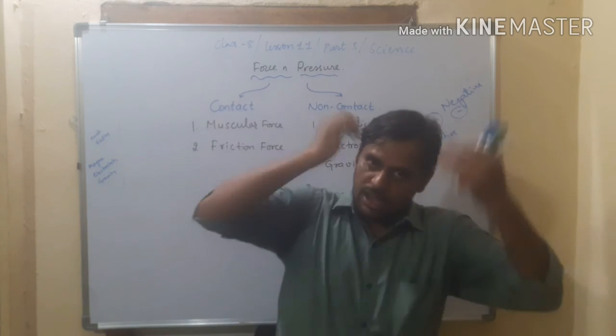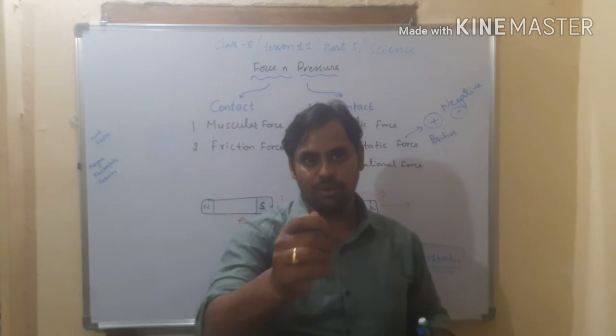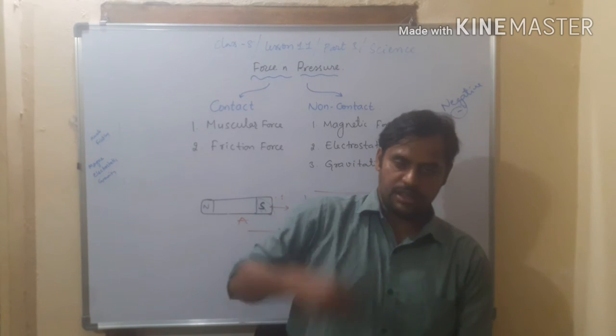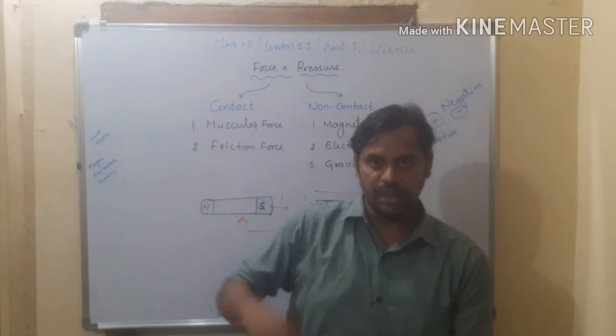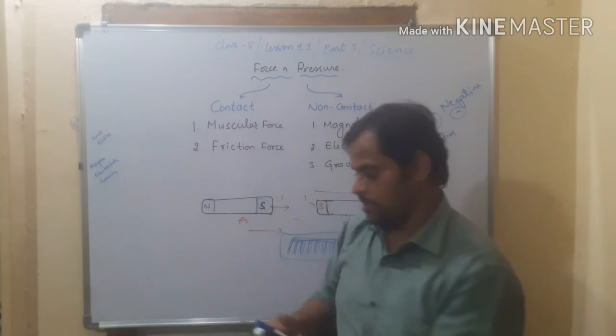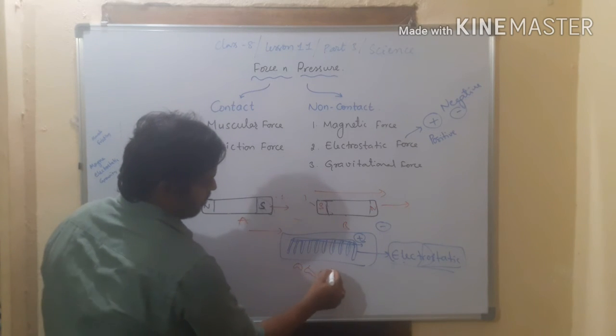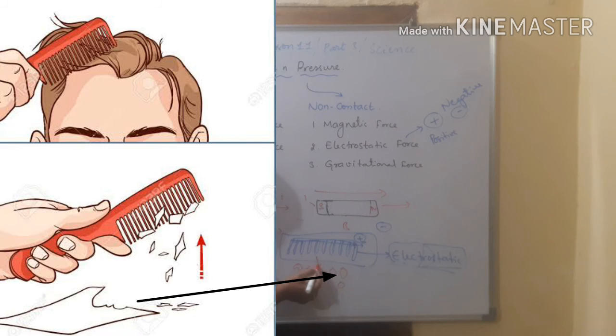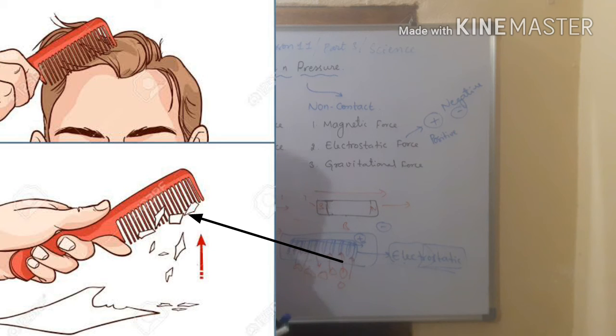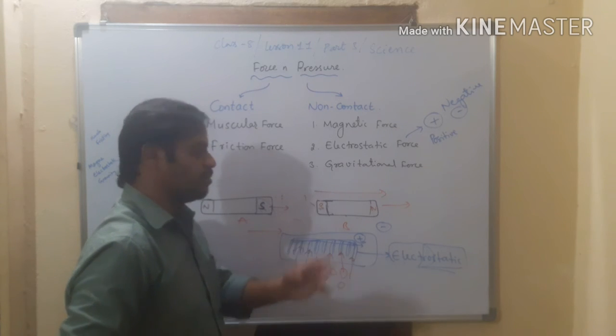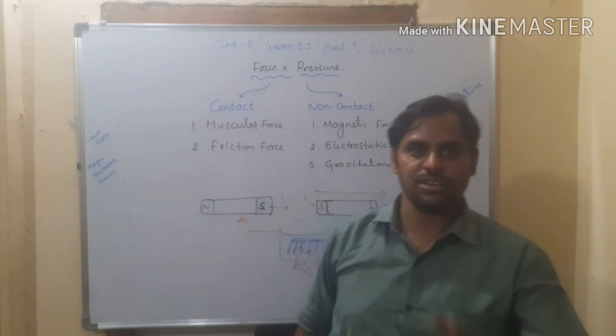Take a comb and comb your hair, or otherwise take a balloon and rub it on silk or any cloth. After that, take small pieces of paper, and when you take the comb near the papers, then the paper will be attracted towards the electrostatically charged comb, and it is called electrostatic force. See here, without any touching, if you take the comb near the pieces of paper, they are attracted. It is called electrostatic force.